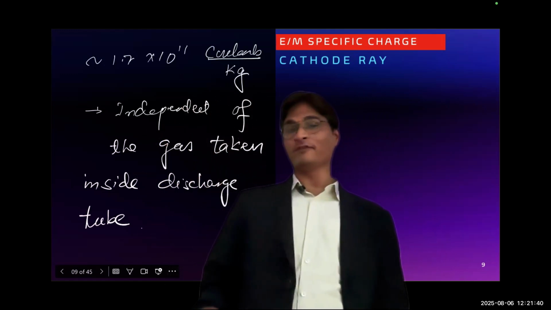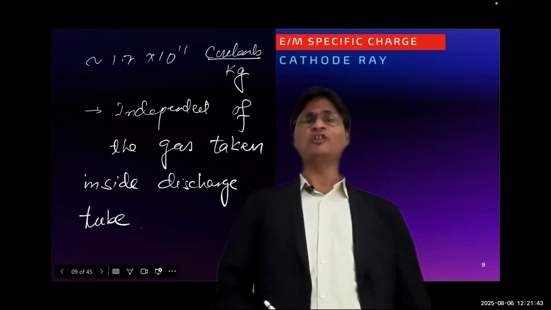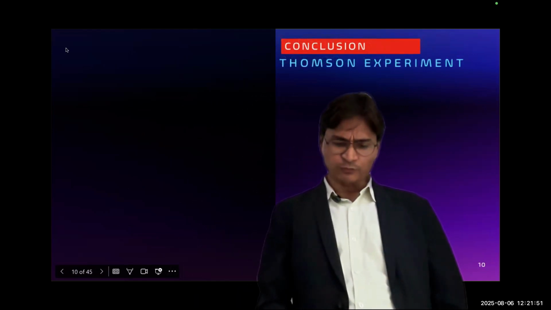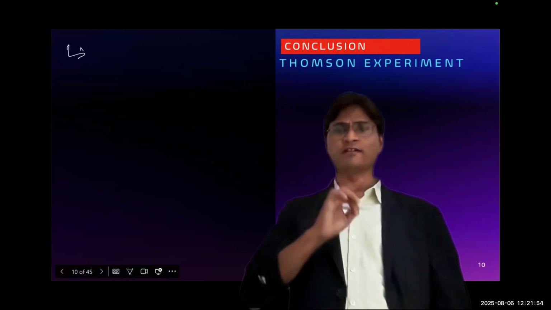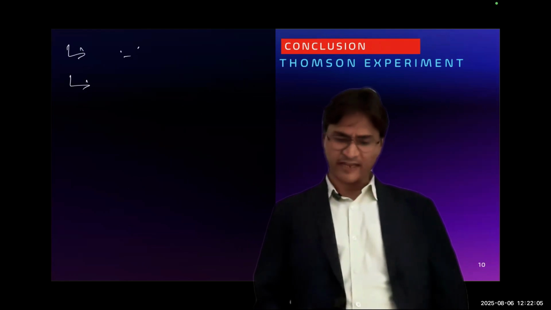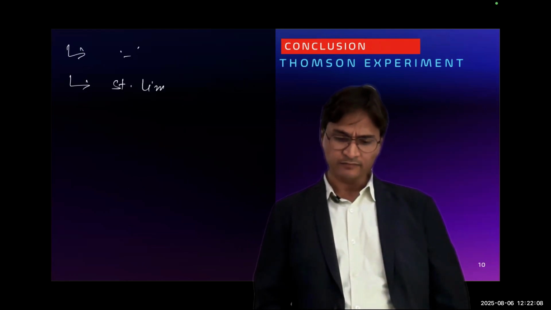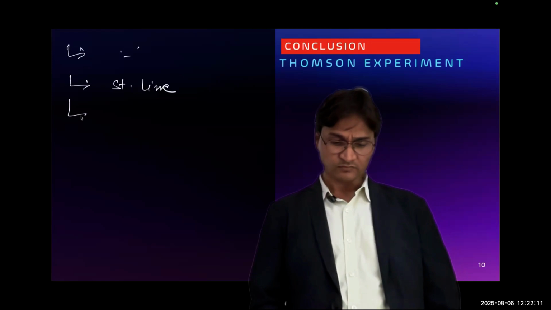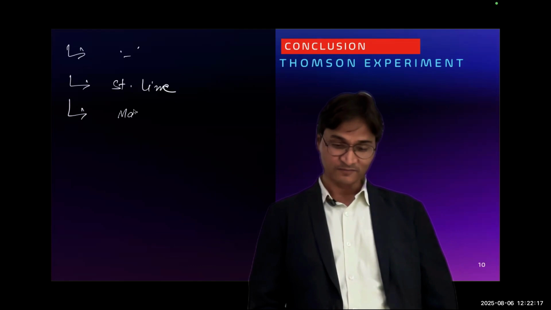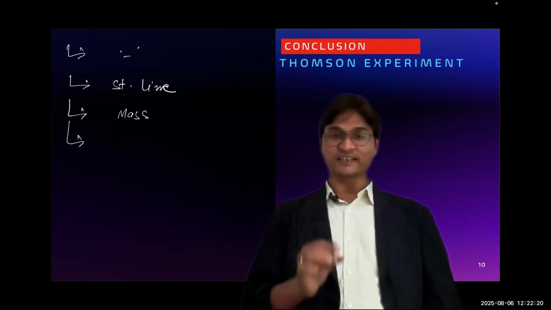So this point was very important, and you will get a very frequent question on these 4 points, and we'll be summarizing this. First, the cathode ray consists of negatively charged particles. Second, it moves in a straight line. Third, the most important thing, it is having mass. Fourth, the specific charge calculation.